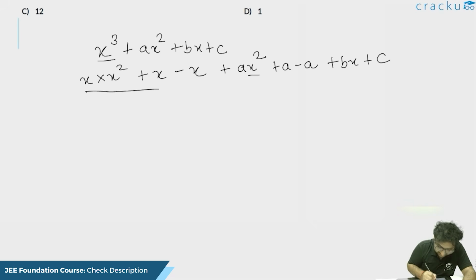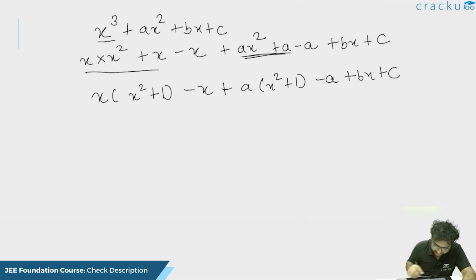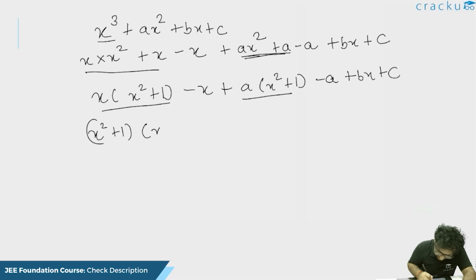If we take x square common in this, we get x square plus 1, and this would be minus x. Plus, if we take a common in both of these, we get x square plus 1 minus a as it is, plus bx plus c. Now if we take out x square plus 1 common in both of them, we get x square plus 1 into x plus a.